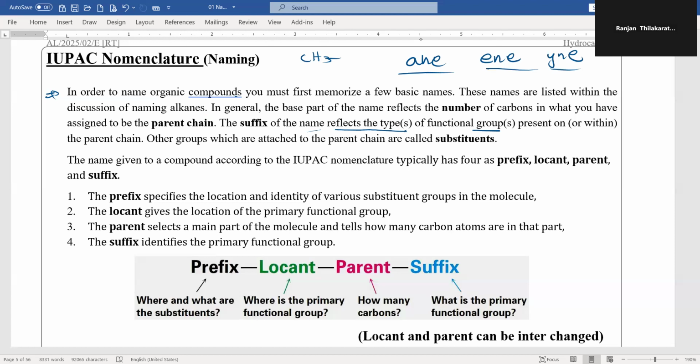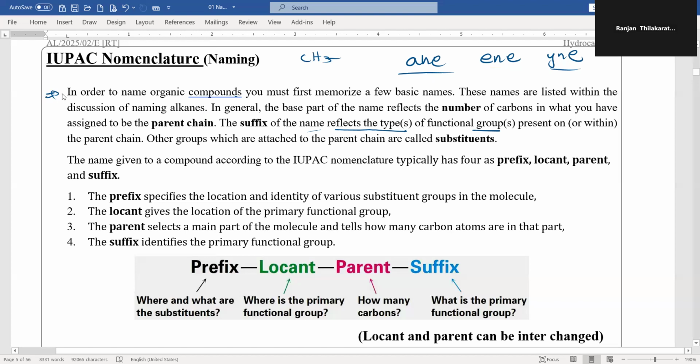If the name ends with ene, then it is a compound like this, having a double bond. We name them as alkene. Alkane, alkene, alkyne, and so on.